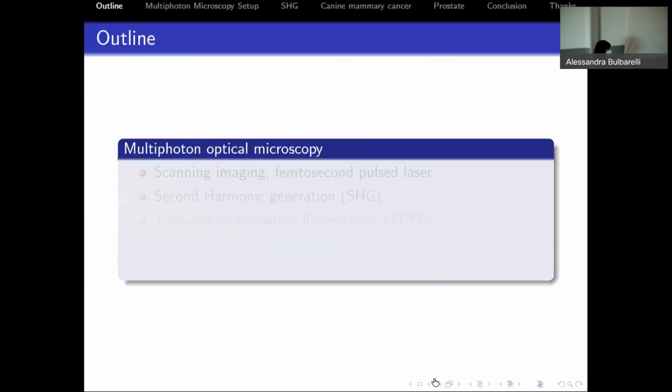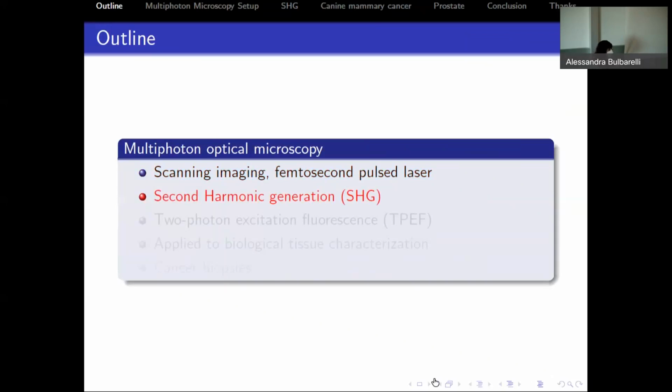We are doing mainly multiphoton optical microscopy. I'm going to go into detail on what this multiphoton means, but we use the idea of scanning imaging, where we have a laser, which is a femtosecond laser, scanning the area of the sample that we want to measure. And we measure point by point on that sample the processes that we want to look at in the material.